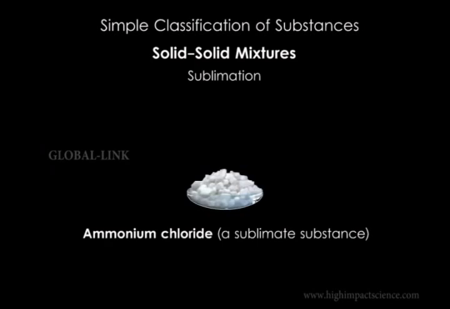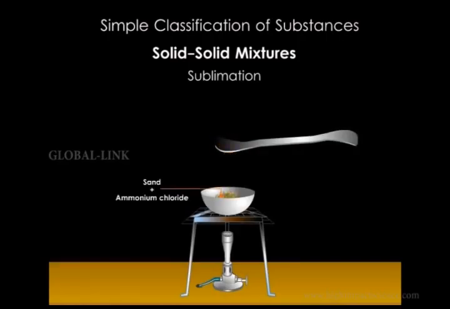Next method is sublimation. This is a method of separating a solid-solid mixture in which one of the components undergoes sublimation. That is, it transits from solid to vapor directly. For example, separating ammonium chloride from salt.